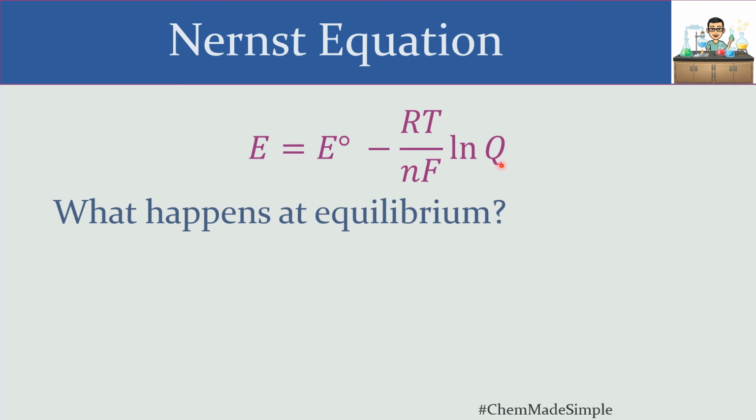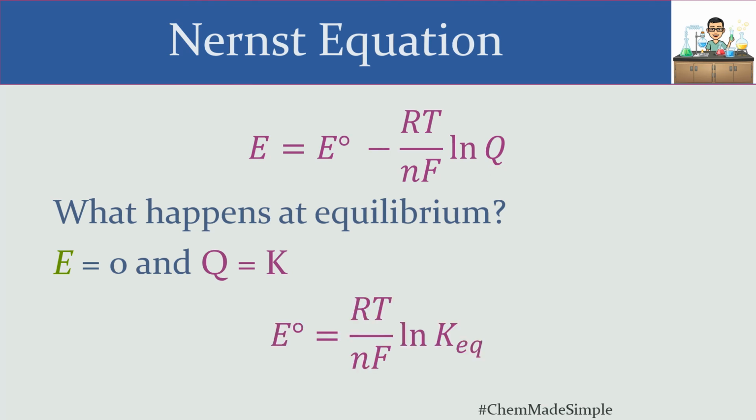And if we are at equilibrium, it also means that the value of Q is going to be equal to K. So if I substitute in both these values, whenever I see the cell voltage, I'm going to plug in 0, and whenever I see Q, I'm going to plug in K. That's going to give me that E naught, which is the standard voltage, which is not necessarily the one at equilibrium, but the one that's taken at 25 degrees Celsius, at 1 atm of pressure, and when all of our concentrations are 1 molar. That standard voltage is equal to RT over NF times the natural log of the equilibrium constant.